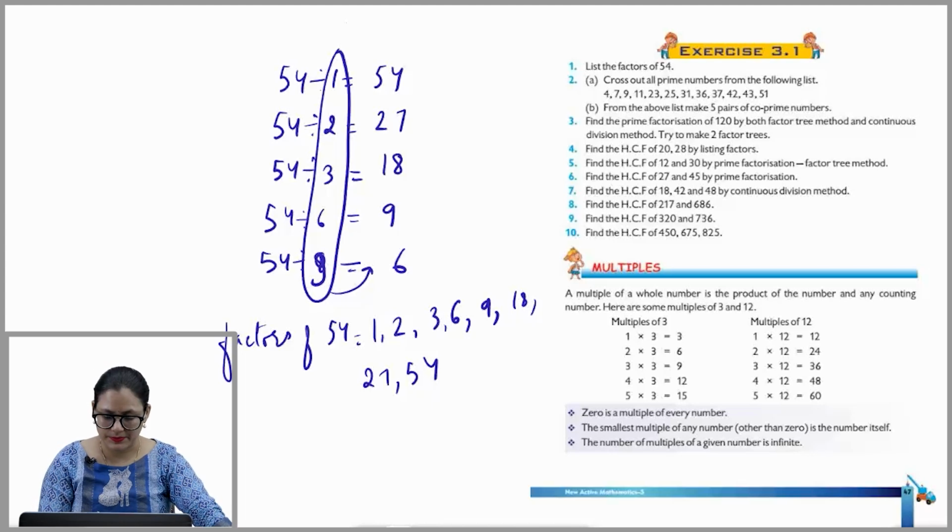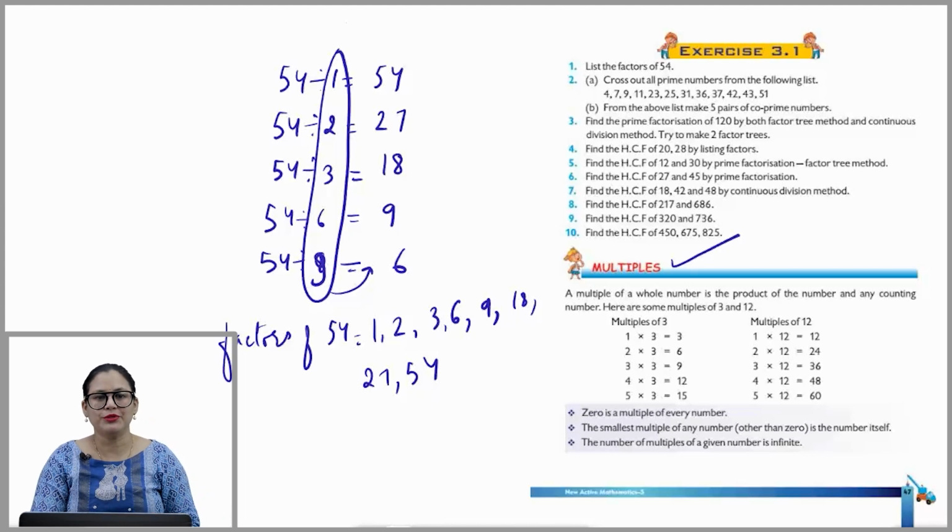Next, multiples. A multiple of a whole number is the product of the number and any counting number. Here are some multiples of 3 and 12. Multiples of 3. 1 into 3 is 3. 2 into 3 is 6. 3 into 3 is 9. 4 into 3 is 12. 5 into 3 is 15. Similarly, these are the multiples of 12. 0 is a multiple of every number. The smallest multiple of any number other than 0 is the number itself. And the number of multiples of a given number is infinite.